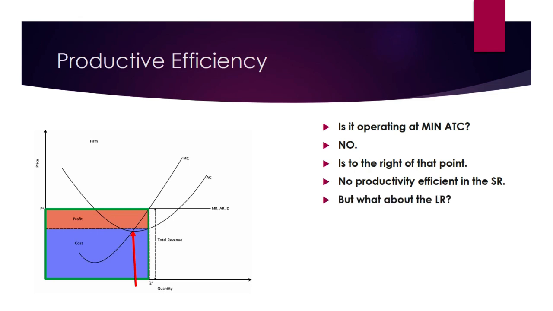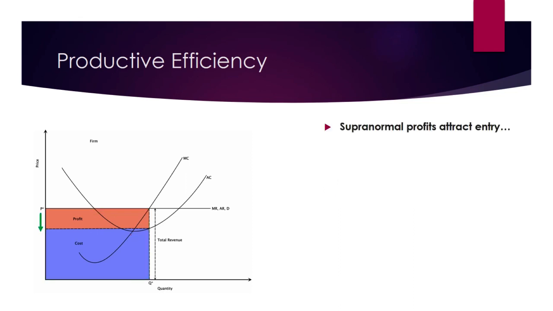But what about the long run? Because this is the short run, right? And we need to think about what's going to happen in the long run. So let's remind ourselves, we've got supernormal profits, and they're going to attract entry, right? But firms can't enter in the short run. They have to wait till the long run. So finally, the long run starts, and these firms enter.